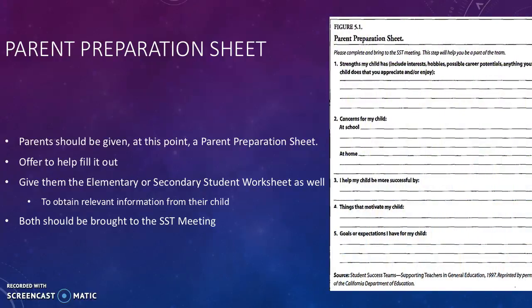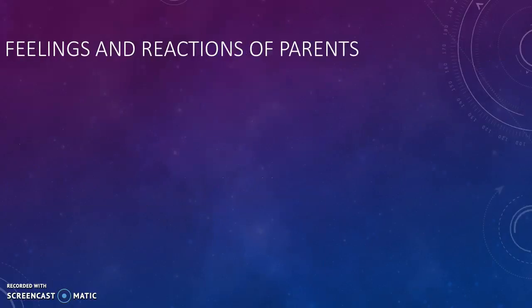This is an example of a parent preparation sheet. It has the child's strengths, concerns, how the parent is going to help the student be successful, things that the child is motivated by, or goals or expectations they have. That will just get everyone moving in the right direction.